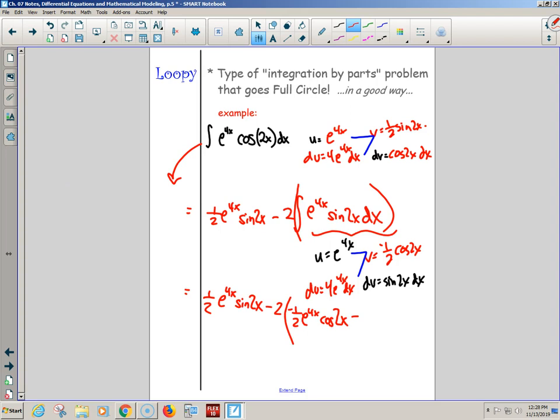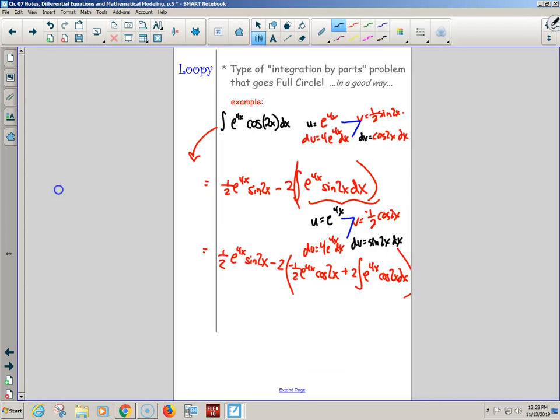Minus a negative is going to be 2 less. Here's the key, right here.